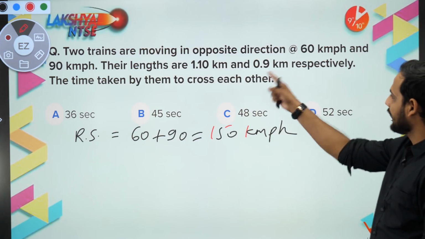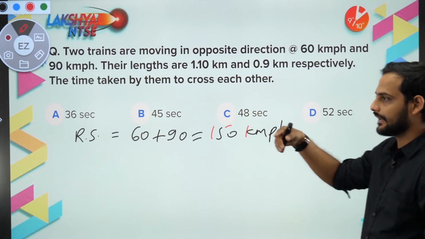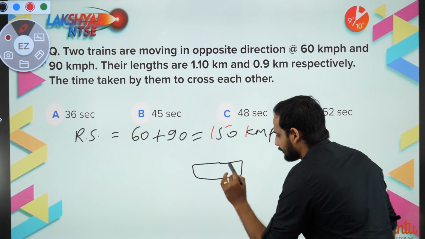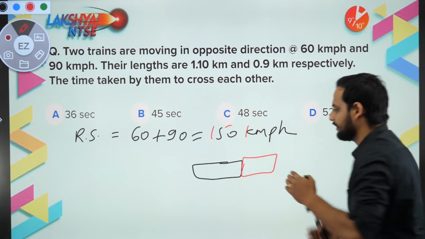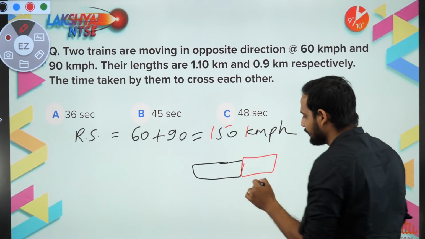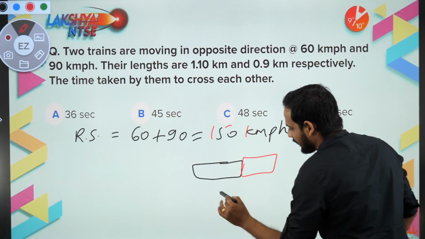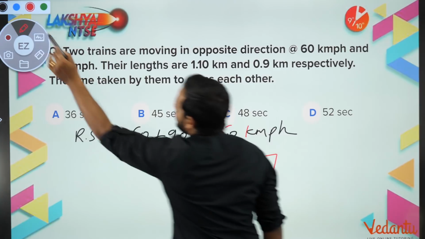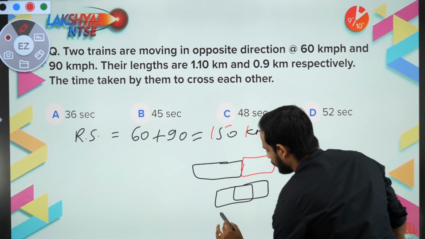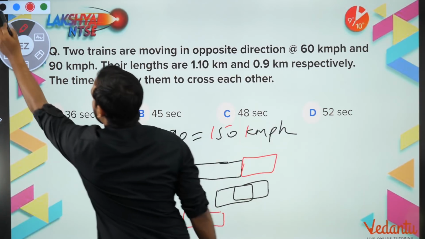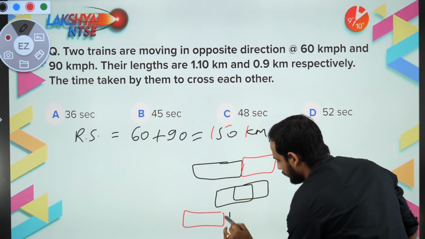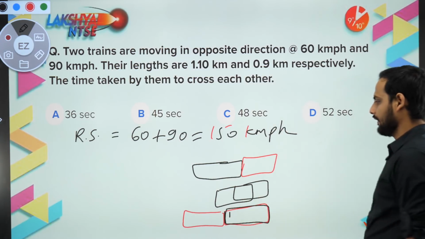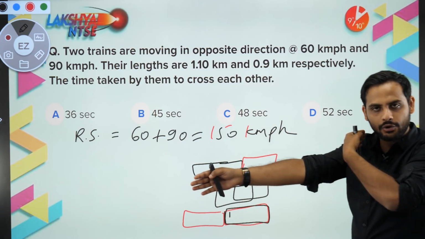And now the length of their trains is what? 1.10 and 0.9. So suppose two trains have to pass each other. At this point, have they crossed each other? No. At what time will you say they have crossed each other? Suppose at this point, will you say that they have crossed each other? Nope. So you will say when this red train has moved here and this black train has moved here, in this case, you will say that it has passed the whole, correct?